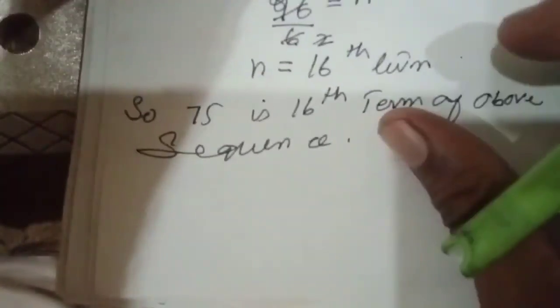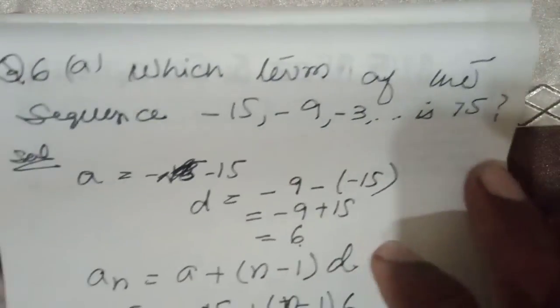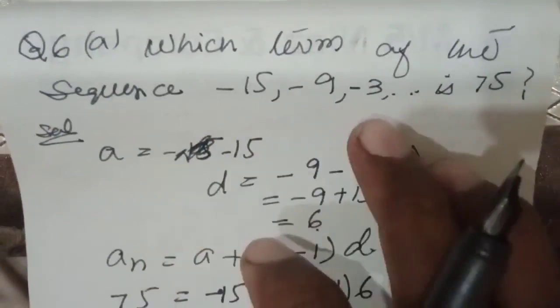Now the next question: which term of the sequence minus 5 is 75?